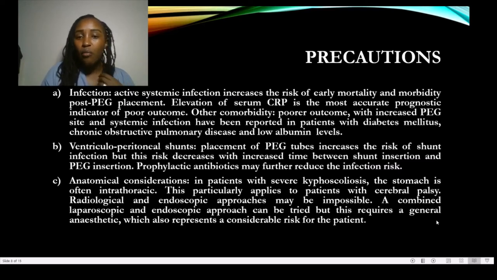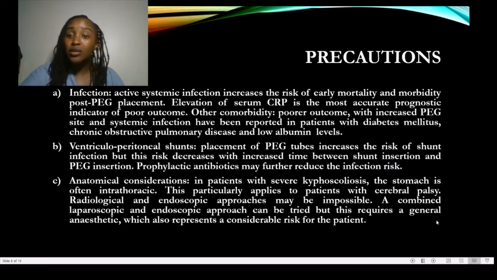Then other comorbidities that lead to poorer outcomes, with increased PEG site and systemic infection, have been reported in patients with diabetes mellitus, chronic obstructive pulmonary disease, as well as low albumin levels. Therefore, for a PEG to be inserted, the patient has to have some of these conditions controlled first or managed properly before they can actually get a PEG tube inserted.